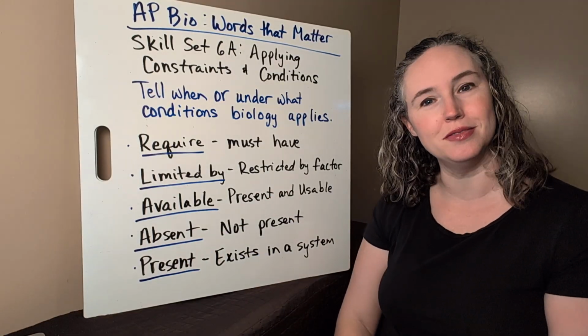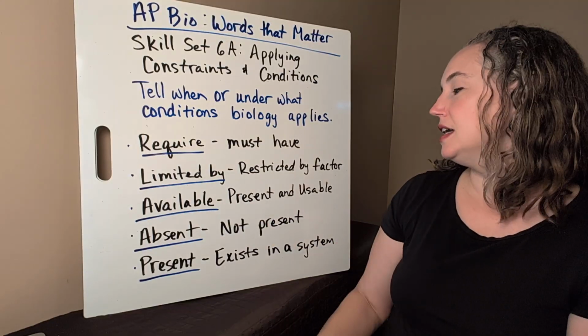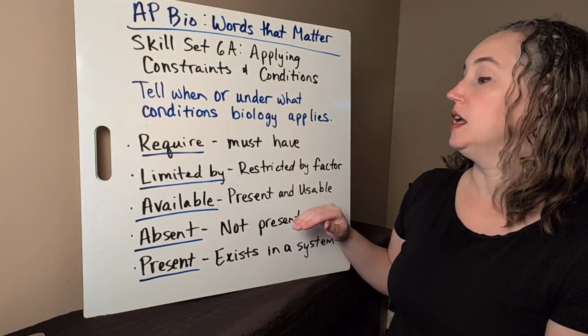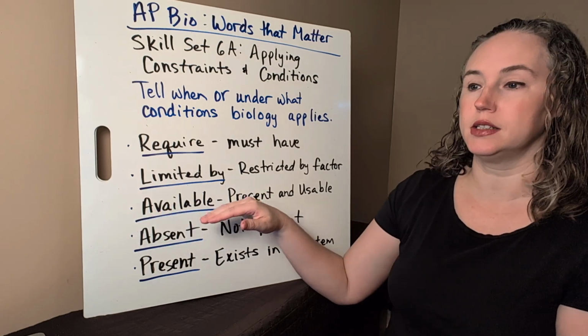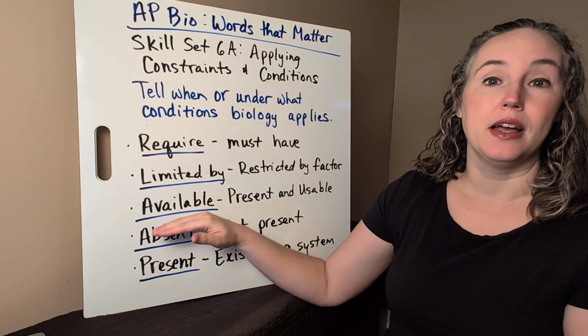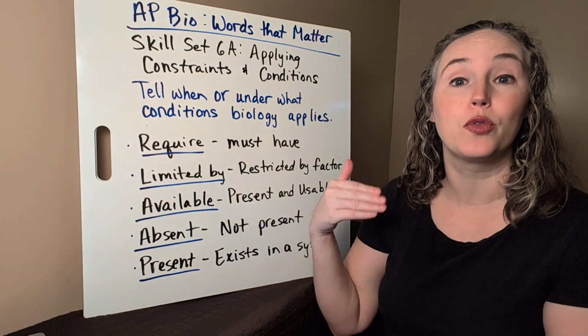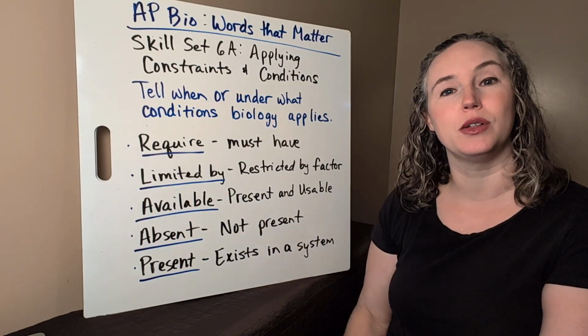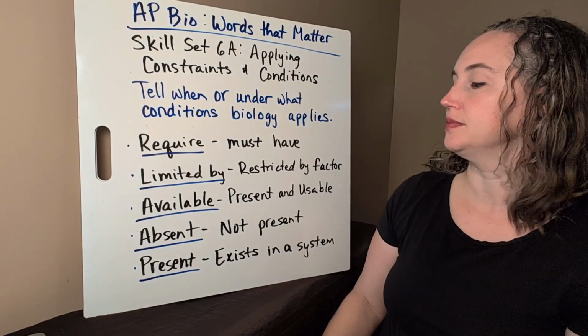Speaking of available, available means present and usable. So, for instance, ATP must be available for active transport to occur. That would be an example of how you see it on the AP exam.